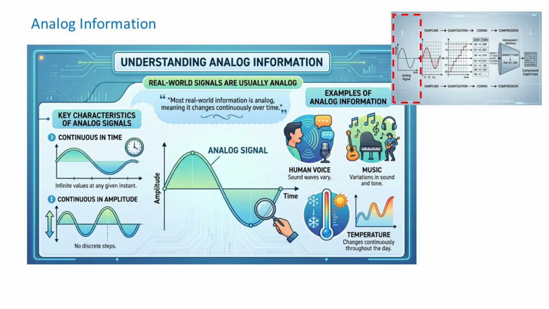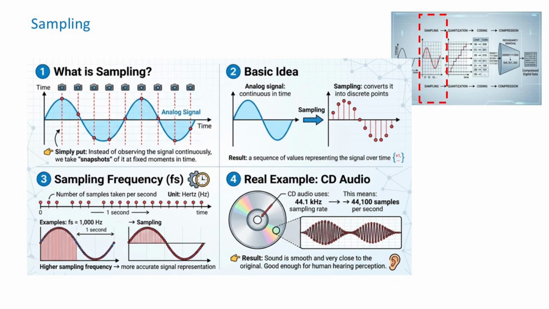Because of this, they need to be converted into digital form before they can be processed by modern communication systems. Sampling is the first step in converting an analog signal into a digital signal. It works by measuring a continuous time signal at regular time intervals. Simply put, instead of tracking the signal continuously, we take snapshots of it at specific moments in time. The basic idea is that an analog signal is continuous, but after sampling, it becomes a set of discrete points. These points form a sequence of values that represent how the signal changes over time.